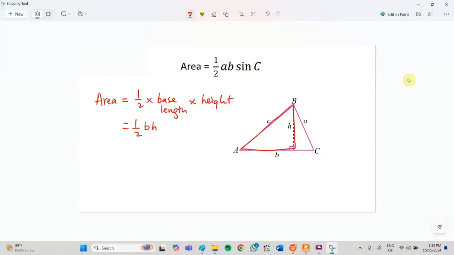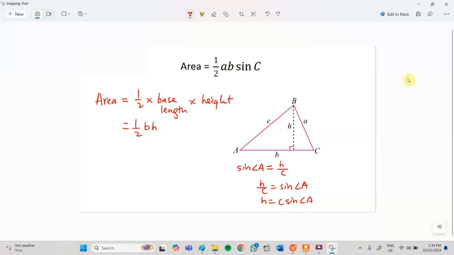Then we are going to consider this triangle here. For this triangle, if we take the angle A, the sine of angle A is equal to the length of the opposite side over the length of the hypotenuse, which is h over c. And h is c sine angle A. So we are going to replace the h here, substitute this with this, and h becomes c sine A.